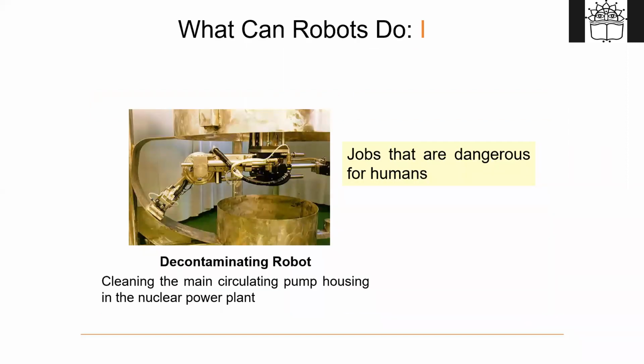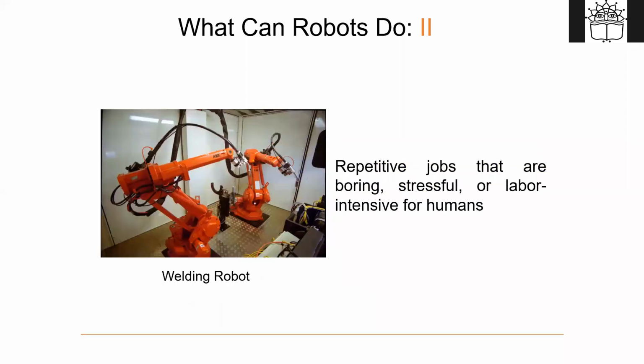Now, what can a robot do? A robot can do tasks which are very dangerous for humans. For example, this is an actual photograph of a nuclear power plant where a circulating pump is to be cleaned. The housing of the circulating pump is to be cleaned. This cannot be done manually because there will be hazardous nuclear radiations. So at this location, we can use a robot, mounted over there, for cleaning.